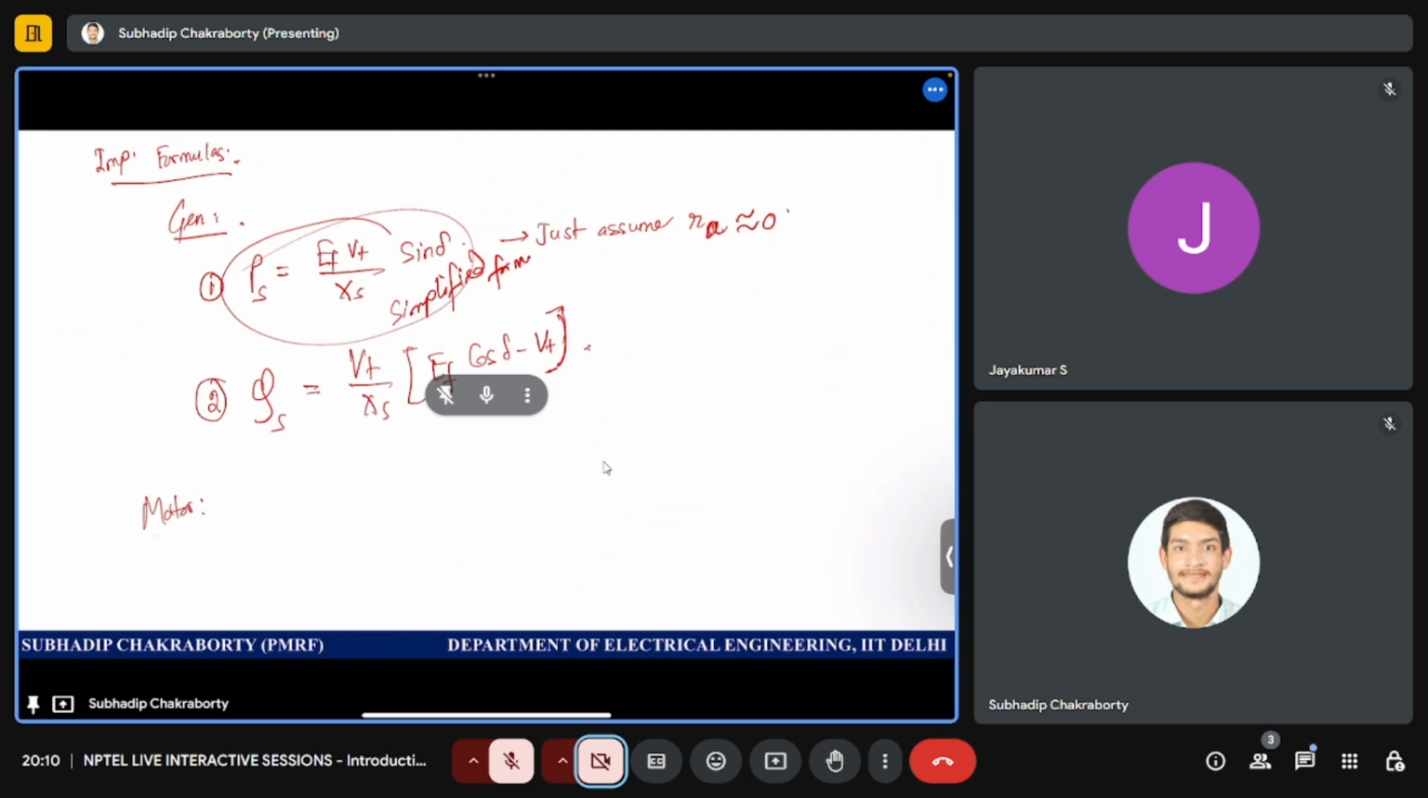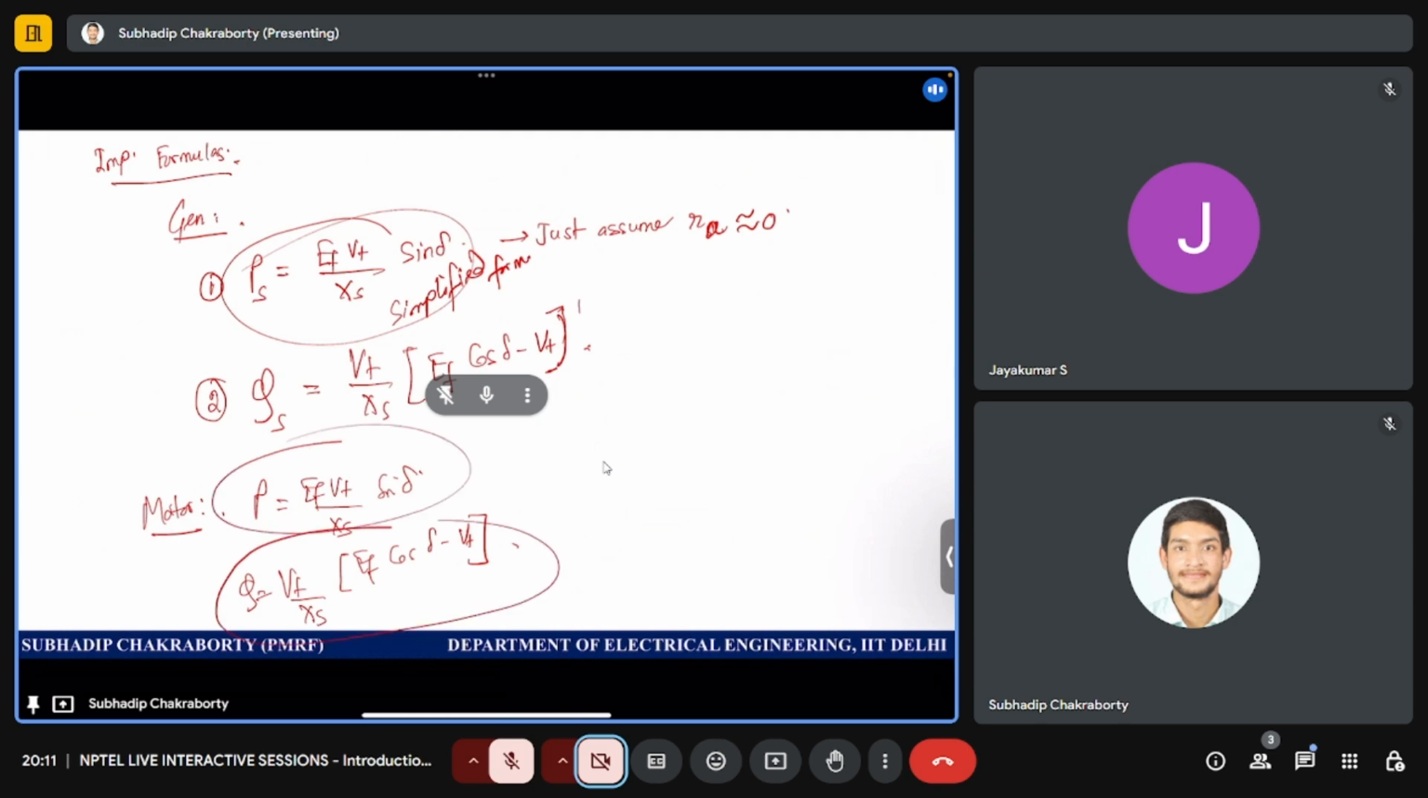And for the motor also, P is EF Vt by Xs sine delta, and Q is Vt by Xs into EF cos delta minus Vt. Power wise, whatever the generator will generate, that will go to the motor. That is very trivial, right? We are talking about the magnitudes. I think you have noted it down, right? Let's go to the discussion on Xs.